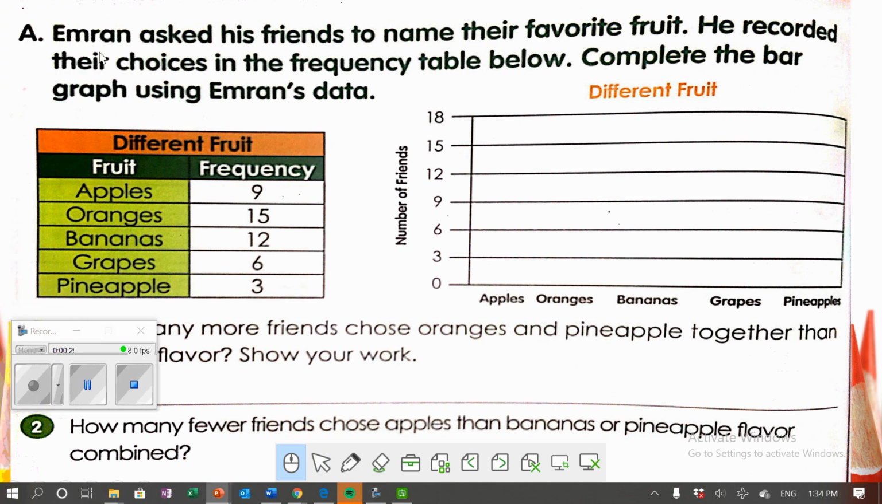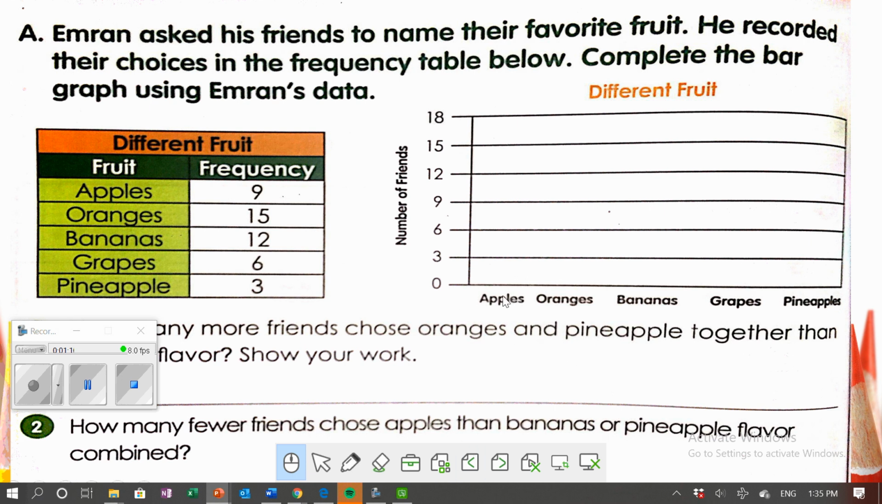Imran asked his friends to name their favorite fruit. He recorded their choices in the frequency table below. Complete the bar graph using Imran's data. So I want to complete the bar graphs. Remember, bar graphs show data with bars. So I have to draw bars. Let's see now, here is the frequency and here is the fruits. For apples, 9. For oranges, 15. Bananas, 12. Grapes, 6. Pineapple, 3.